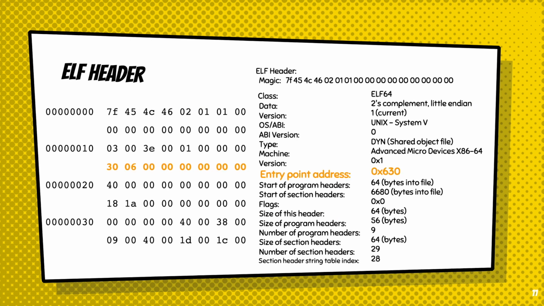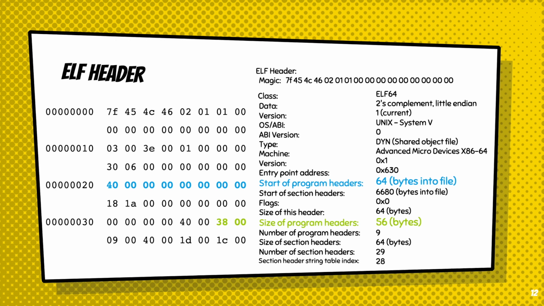The ELF header contains the entry point address. For a 64-bit ELF binary, the entry point address is located at the offset of hex 18. And in this case, we can see the entry point address is at hex 630. That is the offset of the binary.